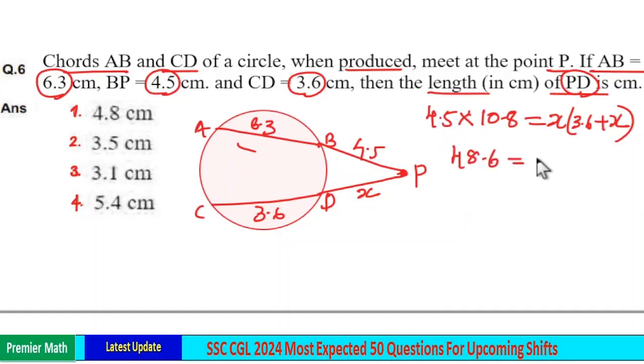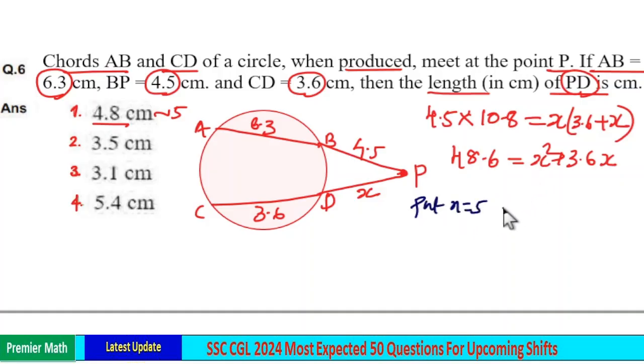48.6, which is equal to x square plus 3.6x. Now don't go for the calculation. Try to use the option verification. Here first option is 4.8. I will approximate it as 5. Now put the value of x as 5 here.